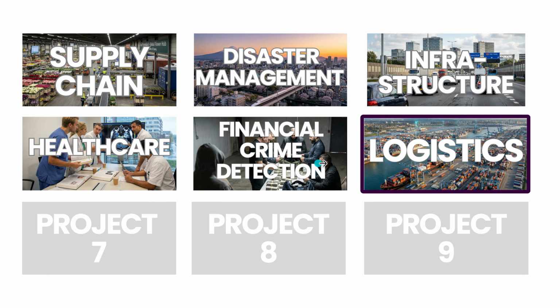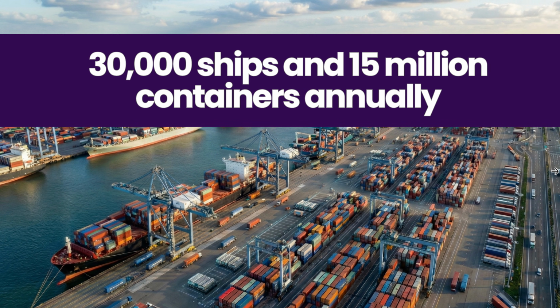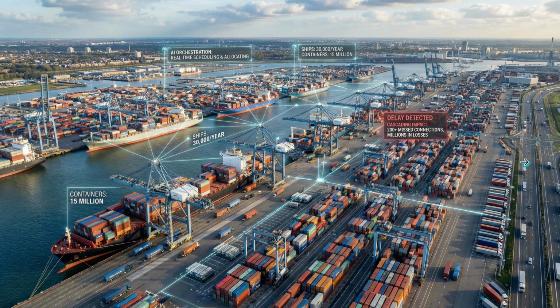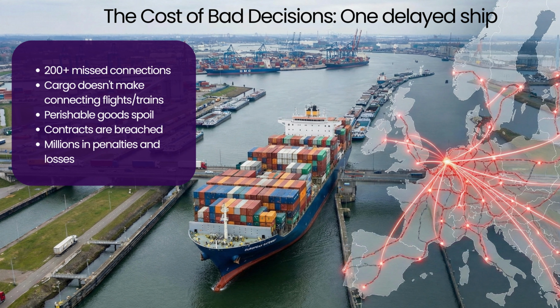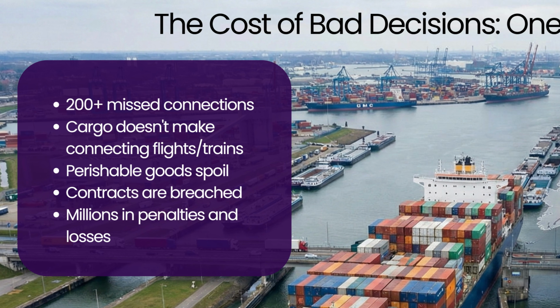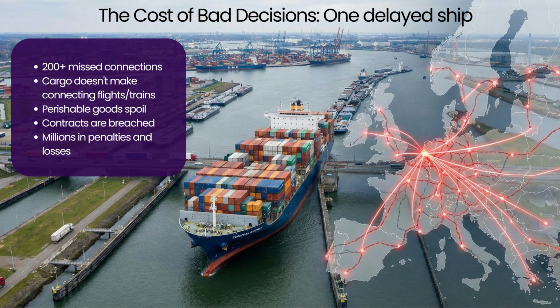Everything that brings us from A to B needs logistics, and it's a global challenge. This is Rotterdam Harbor, the biggest in Europe, with 30,000 ships and 50 million containers annually. But the logistics are a nightmare. This is the cost of one delayed ship: 200 plus missed connections, cargo doesn't make connecting flights or trains, perishable goods spoil, contracts are breached, and there are millions in penalties and losses.